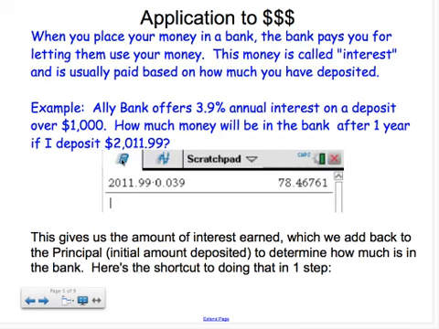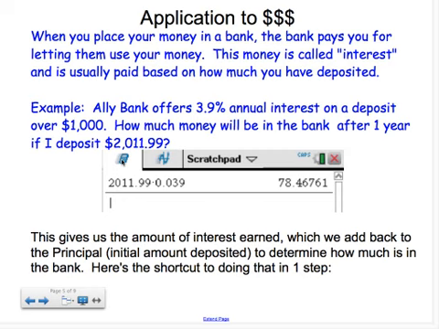So you can see this calculation here. It says 2011.99 times 0.039 gives you $78.47 if you round up. That's how much the bank would pay you. And obviously you take that and you add it back to what you had initially. That's how much you have in the bank. Okay? So it says this gives us the amount of interest earned, which you add back to the principal, the initial deposit amount, to determine how much is in the bank.